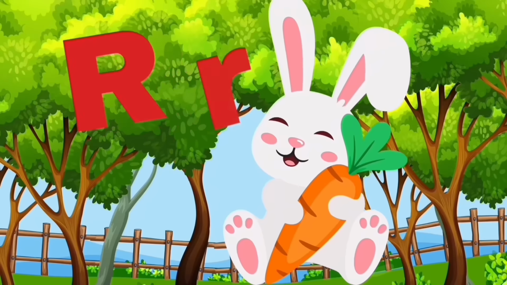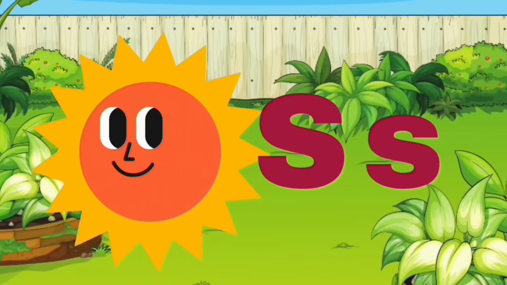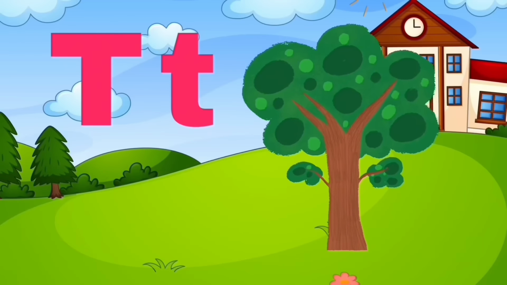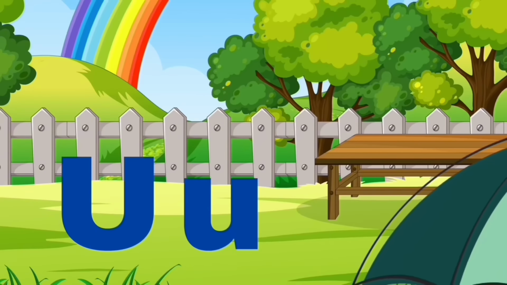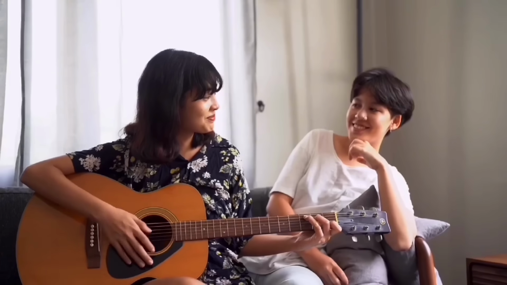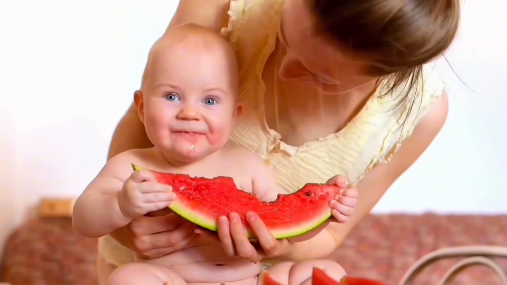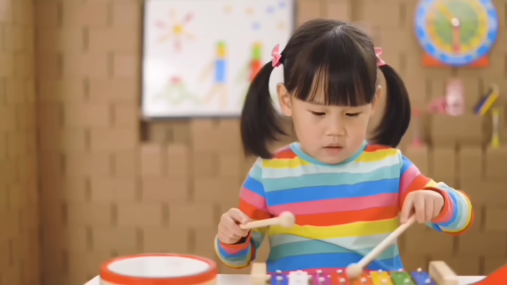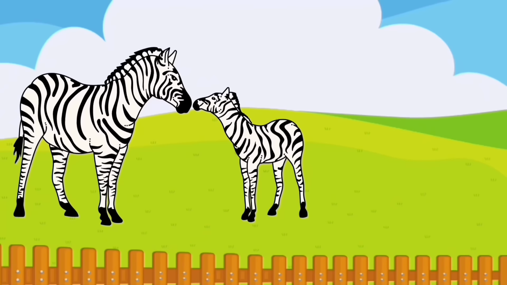R is for rabbit. R, r, rabbit. S is for sun. S, s, sun. T is for tree. T, t, tree. U is for umbrella. U, umbrella. V is for violin. V, v, violin. W is for watermelon. W, watermelon. X is for xylophone. X, xylophone. Y is for yacht. Y, y, yacht. Z is for zebra. Z, z, zebra.